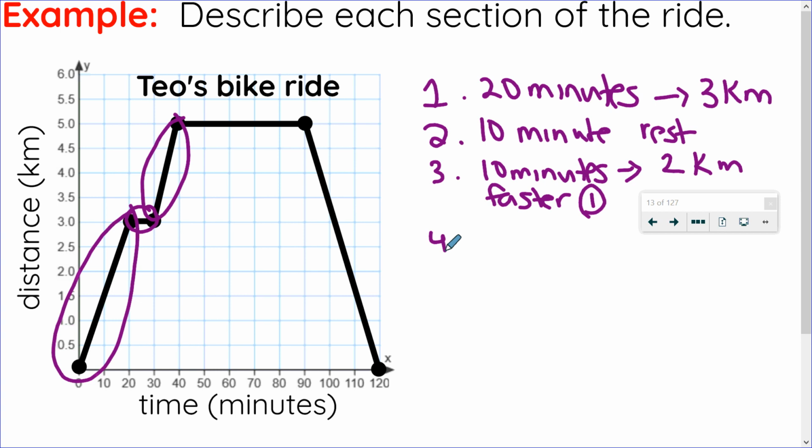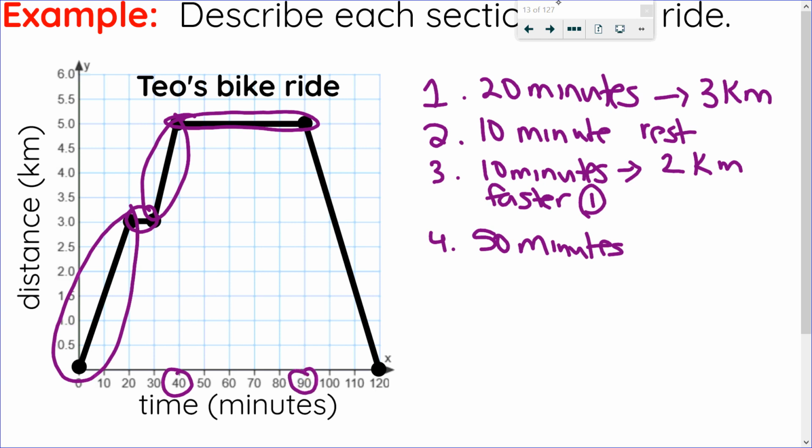Okay, now section number 4 again is a horizontal line. Distance is not moving, but time is. So it looks like he's taking quite a bit of a longer break. For 40 minutes to 90 minutes, he's not riding his bike. So for 50 minutes, he is not riding his bike. He might be resting, maybe he's at a store shopping, okay?